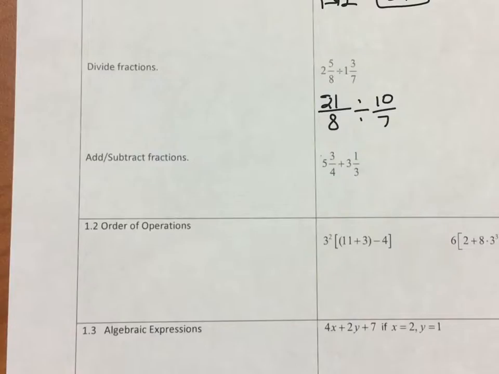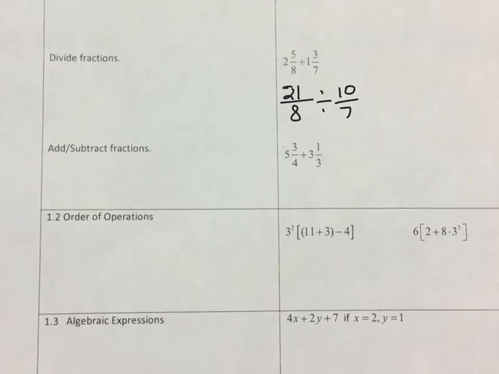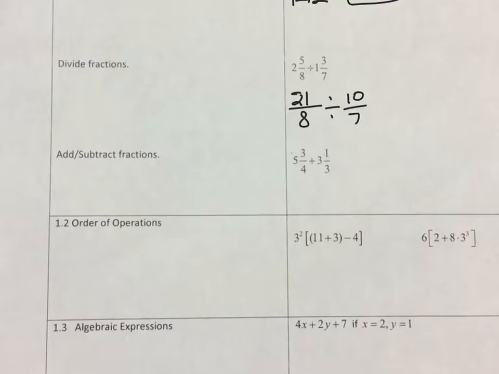And in class, what's the difference between a multiply problem and a division problem? You have to multiply letters. That's right. On a division problem, we have to flip the second one. Flipperoni. So we're going to have 21/8 times 7/10.